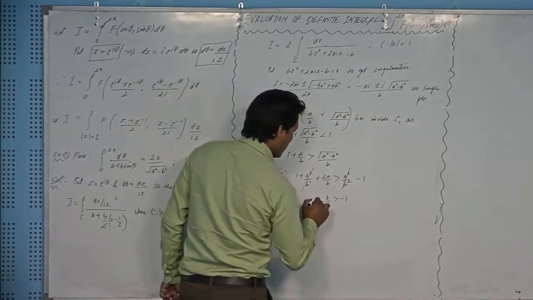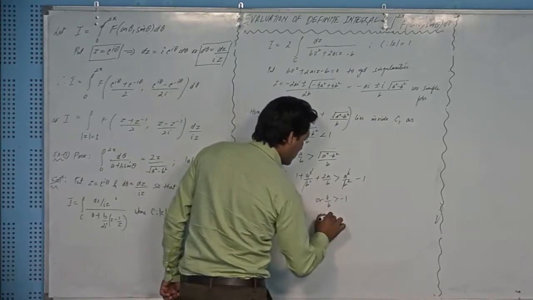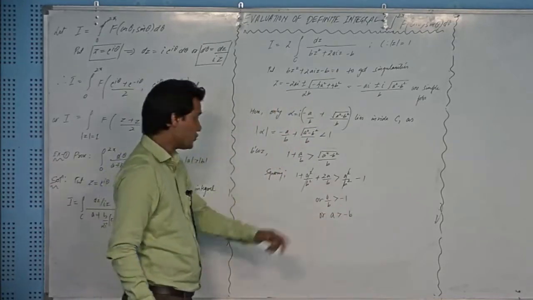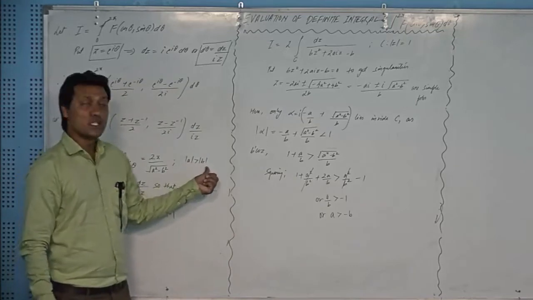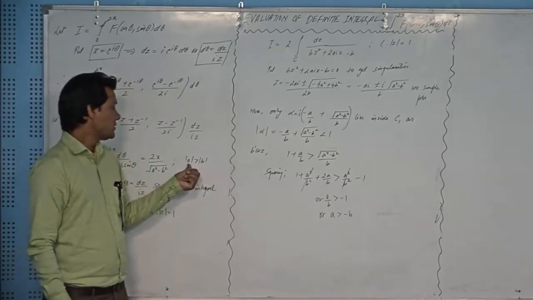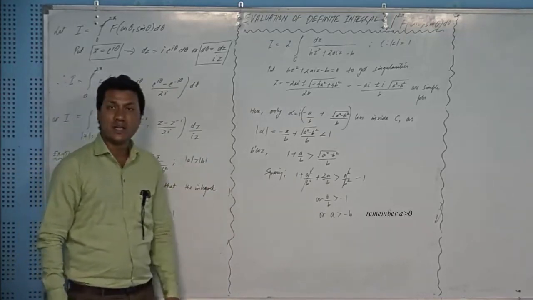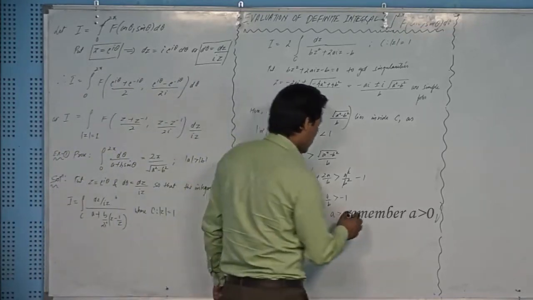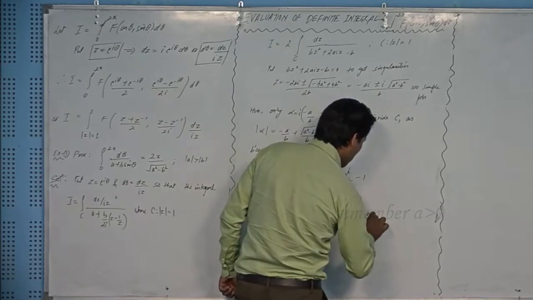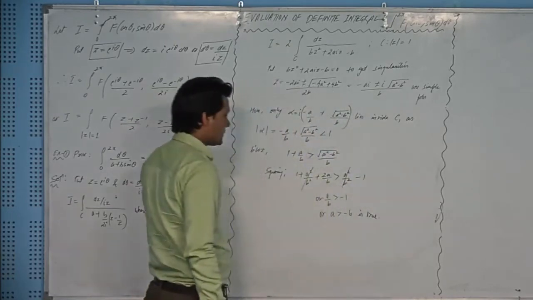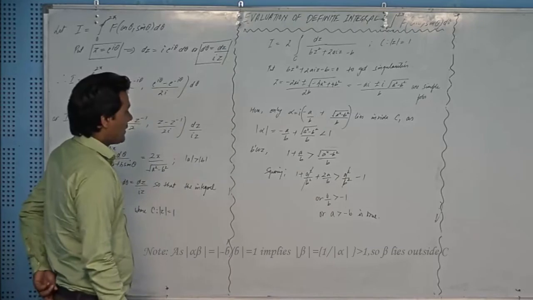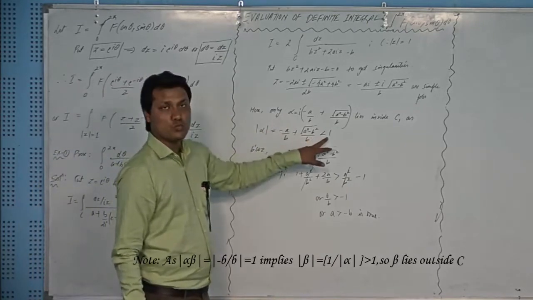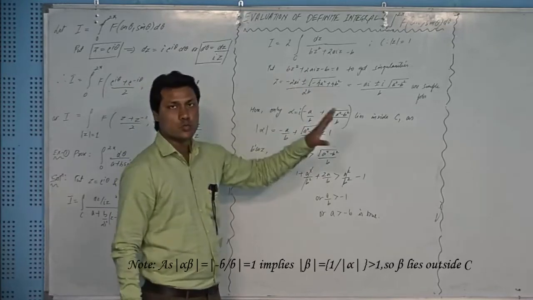Okay, or you will obtain a is greater than minus b, right? And that is obviously true, because you know that modulus of a is greater than modulus of b. It means that a should be greater than minus b, right? Okay, is true, right? And so we can say that this alpha, whose modulus is less than 1, should lie within this circle mod z equal to 1, right?